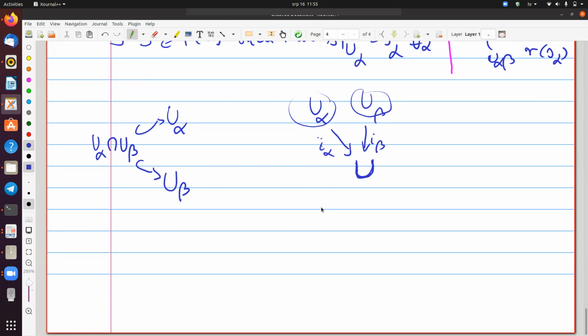when I had P of U to P of U alpha, we have a restriction. So this map is in the opposite direction. We call it R, but we could also write it as I star from U to U alpha. It's a contravariant thing.